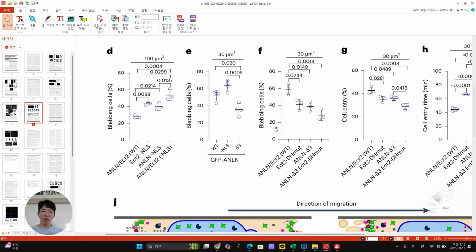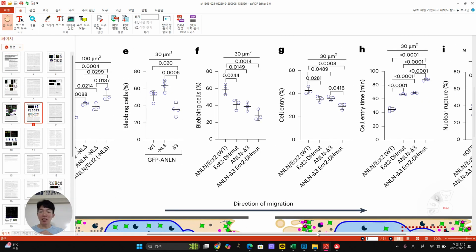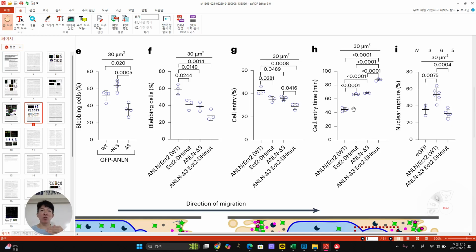Okay, and then similarly, with wild type, you know the DH mutant cannot make GDP to GTP, so there is low RhoA activity. Anillin delta 3 deletion, low. When they are combined, low. This is the trend. Because of this, blebbing cell number is decreasing, cell entry is decreasing, and the entry time, how much time it takes to go inside that small part, is enlarged, right? They have to search and they need some power, but they are resisted.